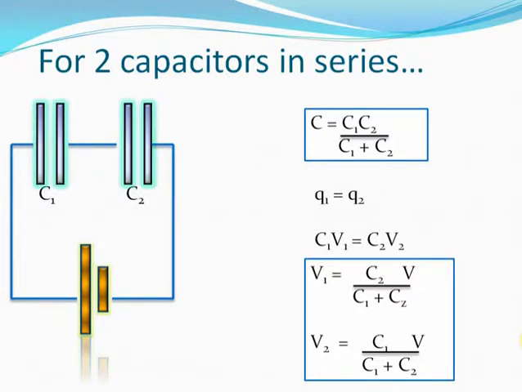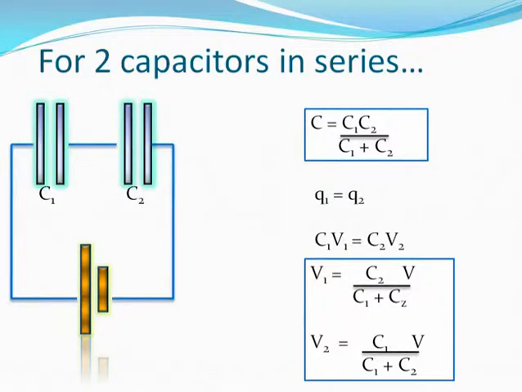If we also use the equation V1 plus V2 is V, and we try to find out the value of V1 and V2 in terms of V, in that case we get these 2 expressions. V1 is C2 by (C1 plus C2) into V, and V2 is C1 by (C1 plus C2) into V. Understood? So basically the potential difference is also in the inverse ratio of capacitances. As you can see, V1 by V2 is C2 by C1.